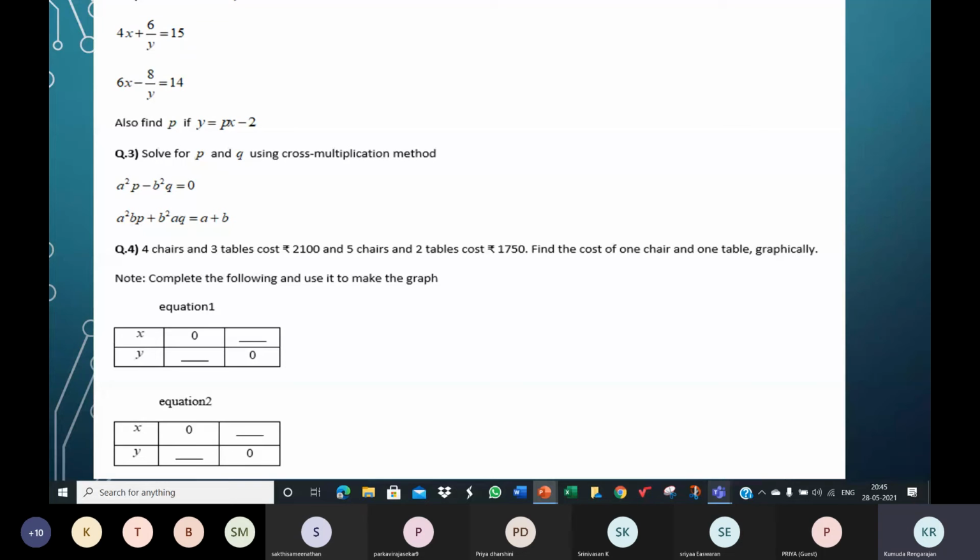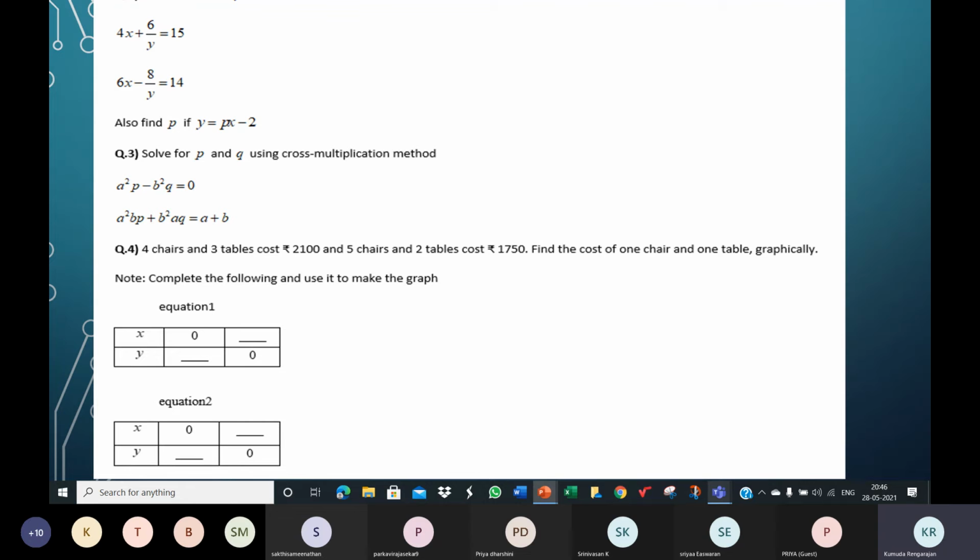Now tell me how you choose your scale on the x and y axis. That is what is important. Ma'am, can we take it as 100? Yes, you can take it as 100. X axis 1 centimeter is equal to 100 units. So the scale is very important here.